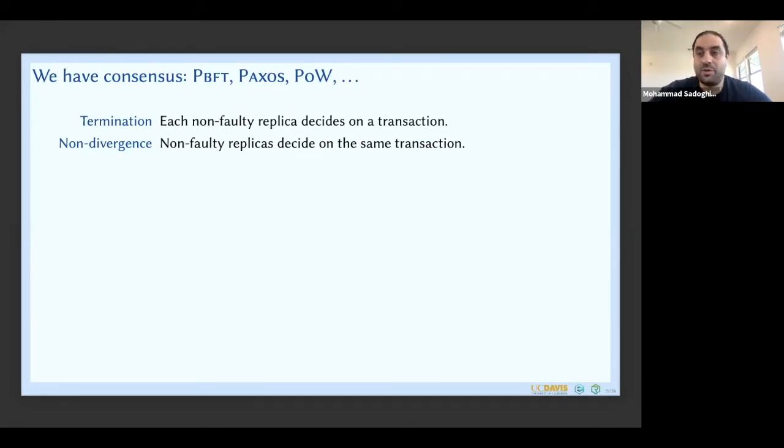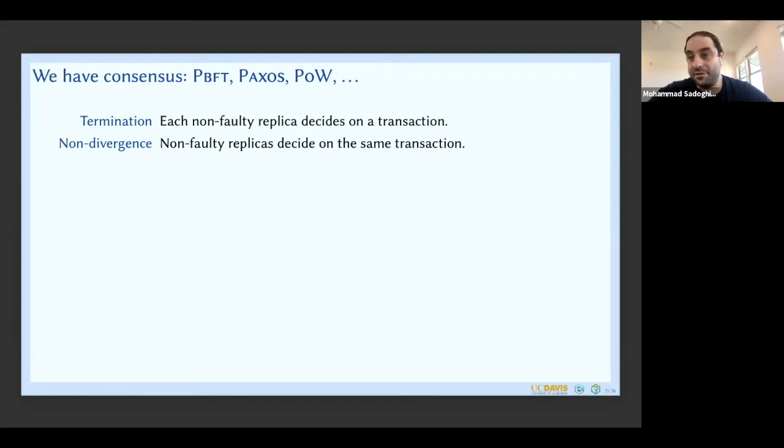But what do all of these protocols have? So formally, there needs to be termination, meaning each non-faulty replica decides on a transaction, and there needs to be non-divergence, meaning all non-faulty replicas decide on the same transaction. So basically, termination is that there's progress. Eventually, there needs to be a transaction that is added to the ledger. Non-divergence means that when the non-faulty replicas add a transaction to the ledger, it's the same transaction. Termination is progress. Non-divergence is correctness.